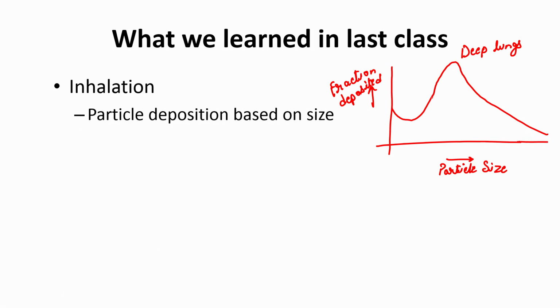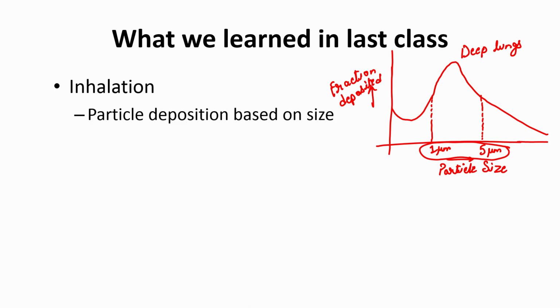where we see that anywhere between 1 to 5 micron, we get quite a high deposition, and anything above that we do not get much deposition in the deep lung, anything below that we also do not get much deposition in the deep lung. So, this is the optimal range for, let us say, polymeric particles, and I will come to that again in a moment. And we discussed why this is the case.